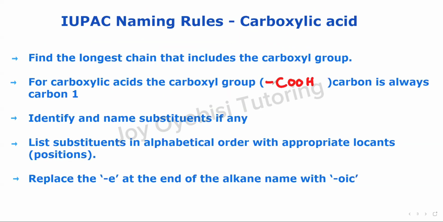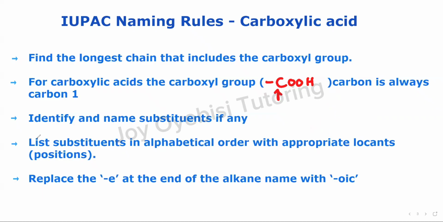The IUPAC naming rules for carboxylic acids are similar to some of the other ones I've posted before, but with a little difference. The first rule is that you must find the longest chain that includes the carboxyl group. The second one is that for carboxylic acids, the carboxyl group carbon, so this carbon, if it's written out this way, is always carbon 1. So it is a terminal functional group.